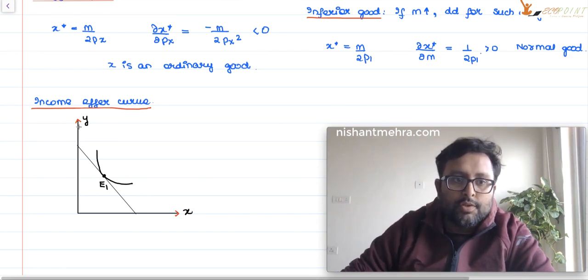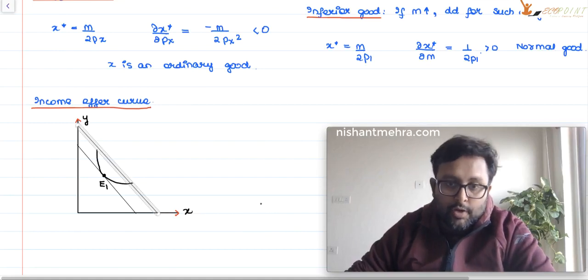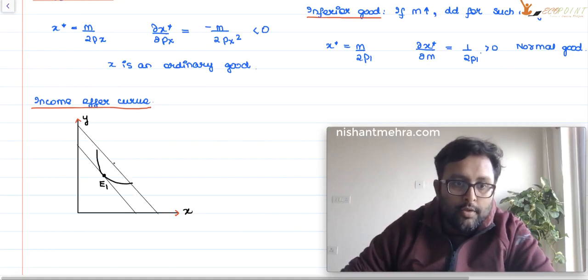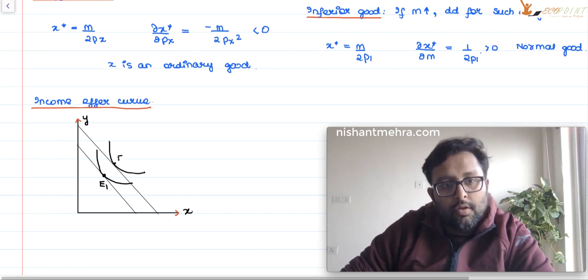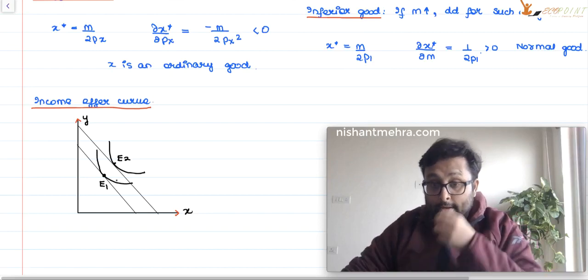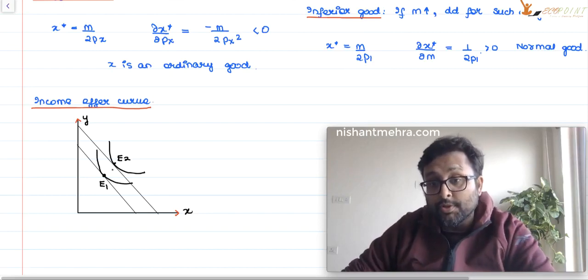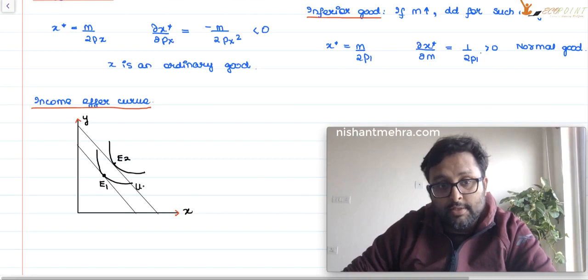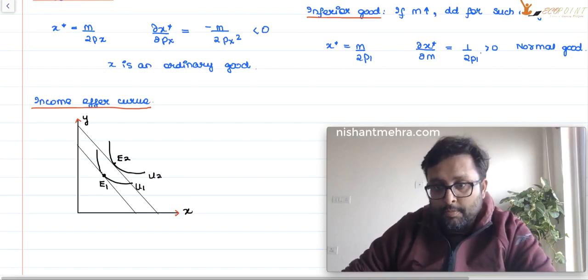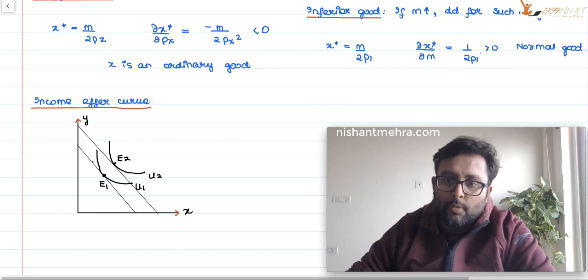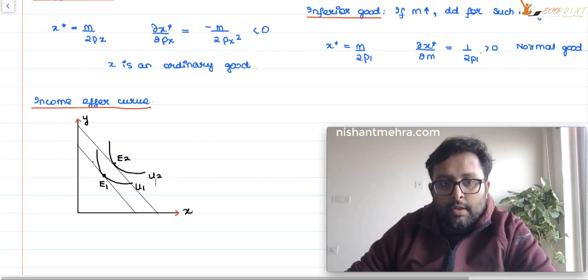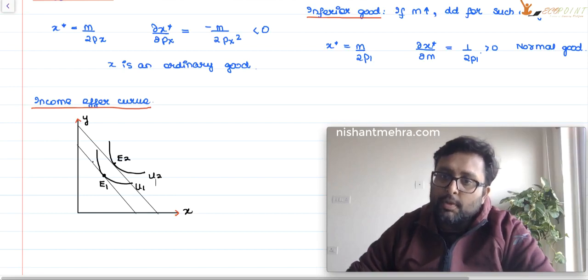And now your income increases. So when your income is going to increase, the budget line is going to shift outwards, and this is going to be the position of your indifference curve and hence the equilibrium. Supposedly, if both x and y are normal goods, as your income increases you're consuming more of both of them. So you are going to move from U1 to U2 and the equilibrium is going to change from E1 to E2.